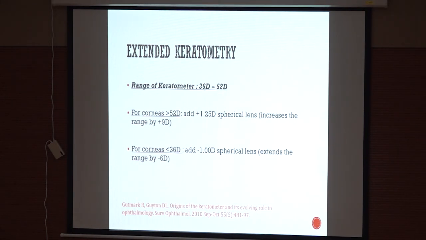What happens is that manual keratometers have a specified range of 36 diopters to 52 diopters. However, we can increase this range by introducing some spherical lenses. For steeper corneas, we can introduce a spherical lens of plus 1.25 diopters, thereby increasing the range to 61 diopters, while for flatter corneas, we can introduce a minus 1 diopter spherical lens, and that would extend our range from 36 to 30 diopters. So the final range would become from 30 to 61 diopters.